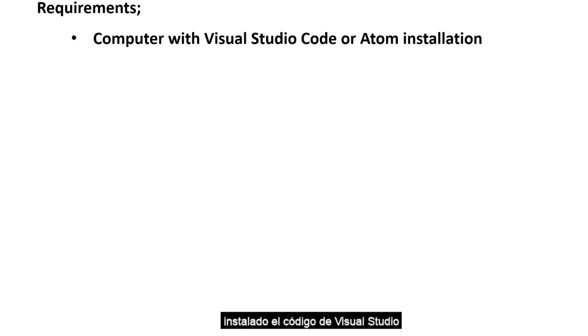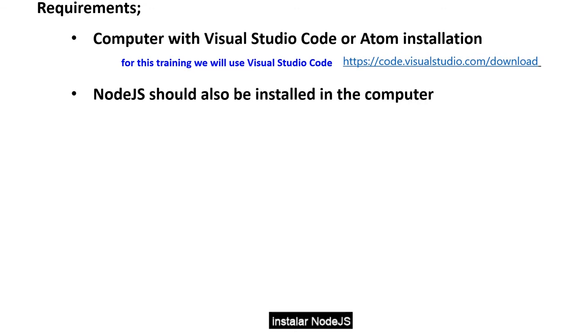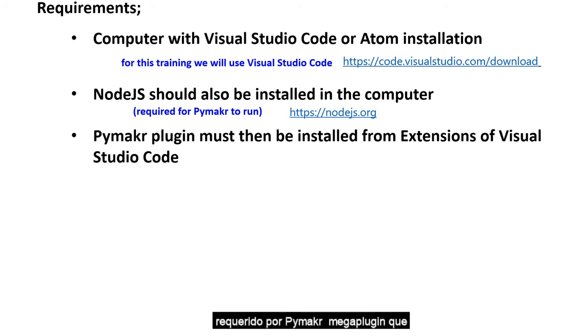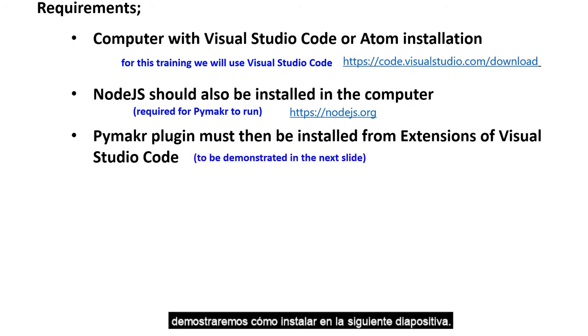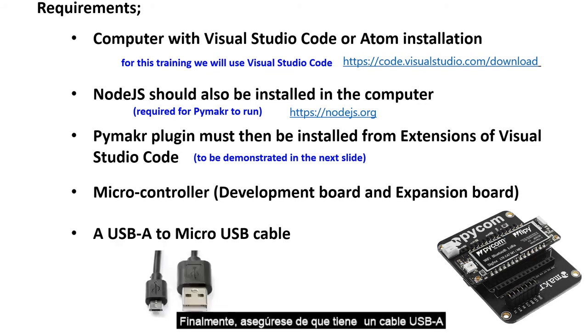In readiness for this hands-on exercise, ensure that you have downloaded and installed Visual Studio Code into your laptop from the website link provided below. Next, you also need to download and install Node.js from the link provided below. This creates a JavaScript runtime environment required by the Pymakr plugin, which we will demonstrate how to install in the next slide. Also ensure that you have a microcontroller, which is the development board and expansion board, as you can see in the bottom right image. Finally, ensure that you have a USB-A to micro USB cable like the one below.